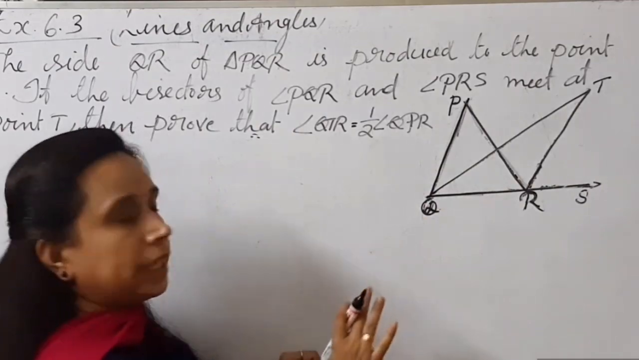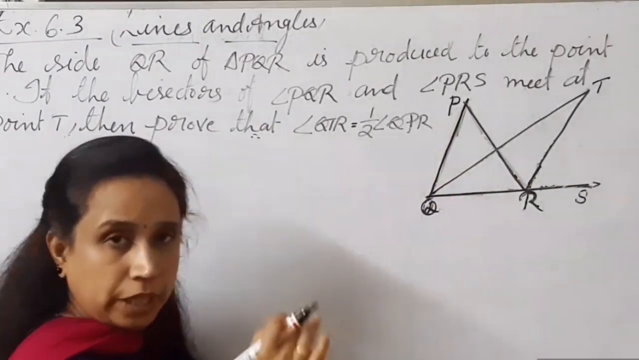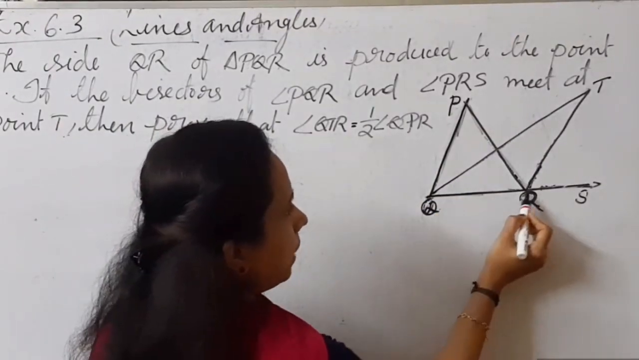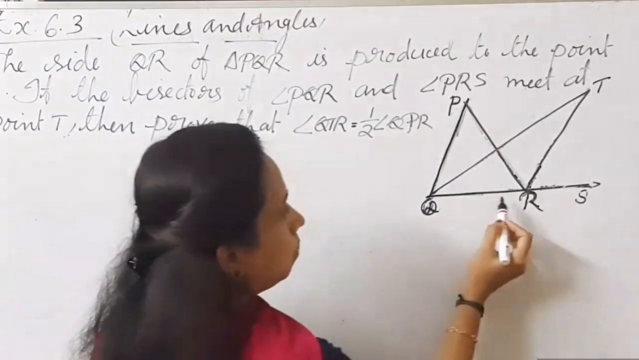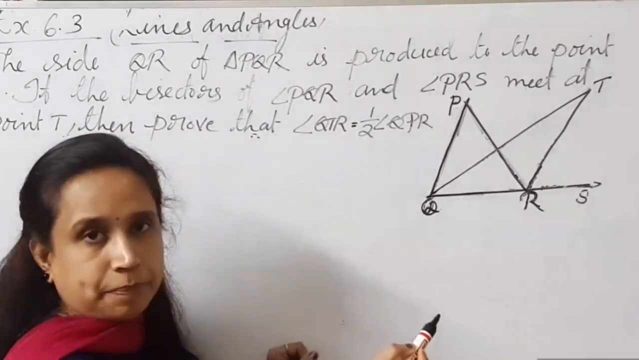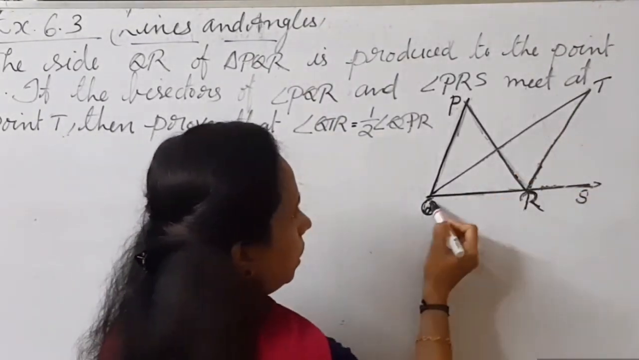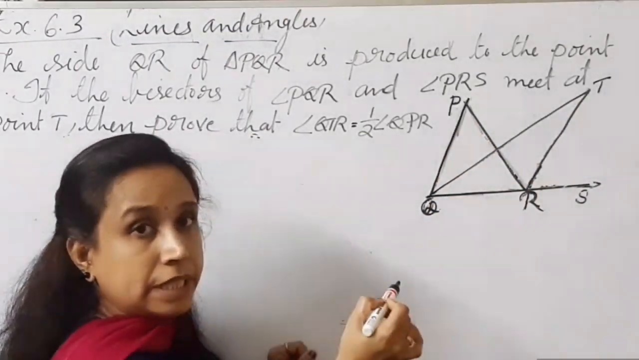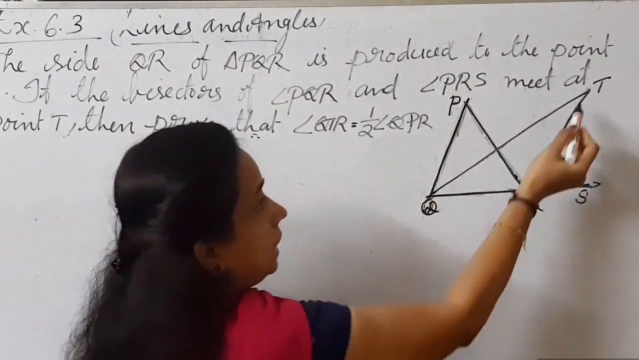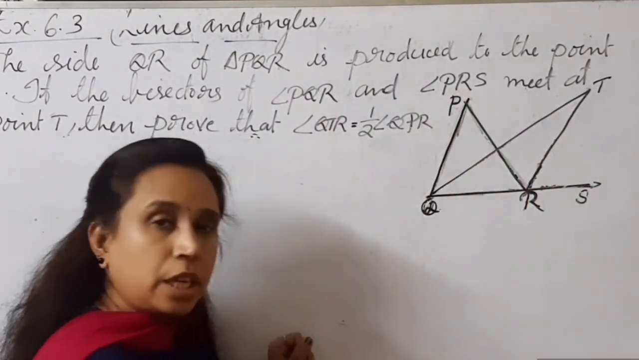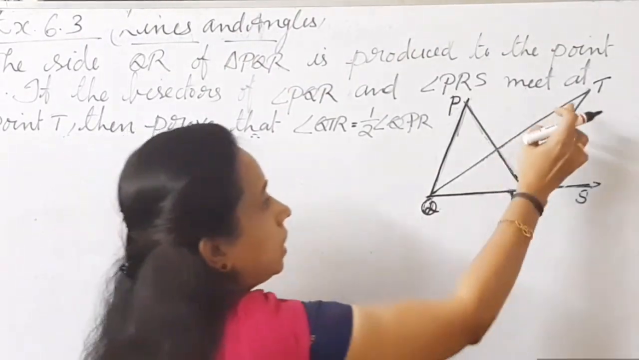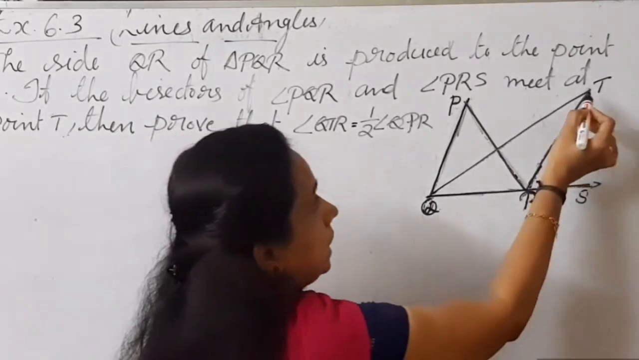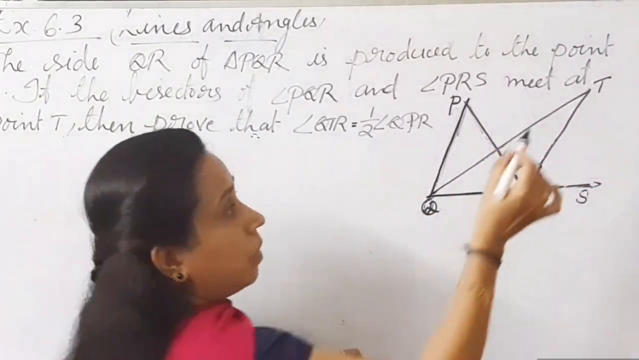Here we are given a triangle PQR in this diagram. PQR, and the base is QR, and this QR is produced to the point S. Okay, and we are given QT. QT is the bisector of angle PQR, and TR is the bisector of angle PRS. So two bisectors we are given, one is QT and another one is TR, and these two bisectors are meeting at the point T.